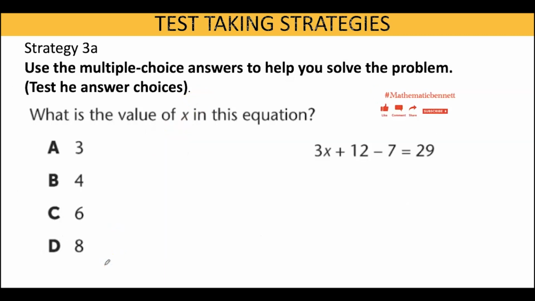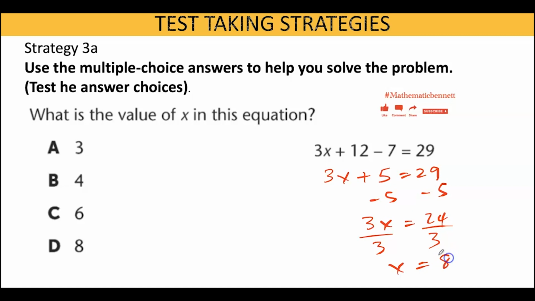Alright, so we're going to look at this question. What is the value of x? Alright, there is more than one way we could go about this. We could just solve this equation. We could have 3x plus 12 minus 7 would give us 5 equal 29. And from there we could subtract 5 from both sides. So we see that 3x would be equal to 24. Dividing both sides by 3, we see that x would be equal to 8. That's one way we could have done it.